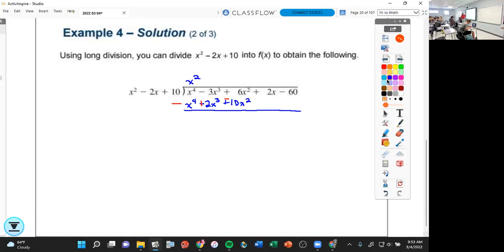X to the 4th minus x to the 4th, gone. Negative 3x cubed plus 2x cubed, negative x cubed. 6x squared minus 10x squared, minus 4x squared. Anything else to combine? Bring it on down, plus 2x minus 60. I can divide negative x cubed by x squared, can I? So because I can, I must.